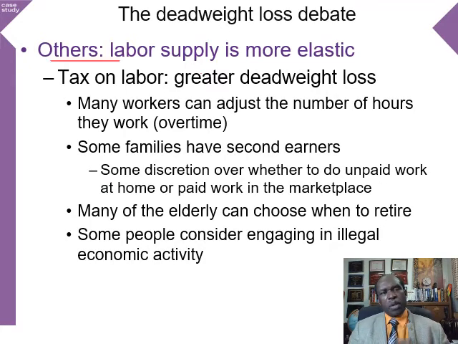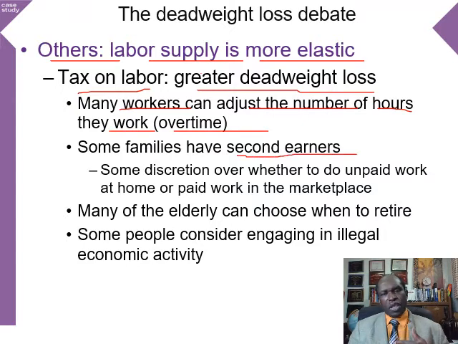Other economists believe that labor supply is more elastic. This would mean that taxes on labor will lead to greater deadweight loss, because many workers can adjust the number of hours they work, such as overtime. Some families have a second earner, like a husband and wife, or a kid who works. So some people can decide to do unpaid work at home, or paid work at the marketplace.